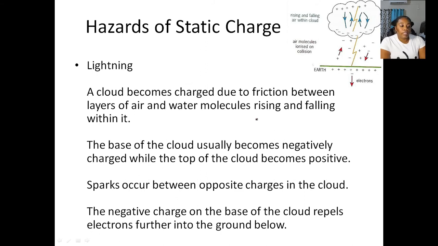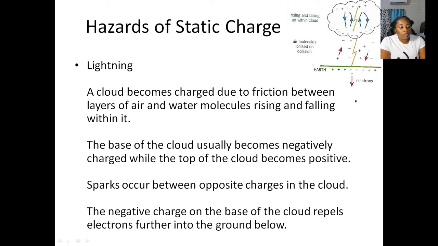Now, lightning. A cloud becomes charged due to friction between layers of air and water molecules rising and falling within it. The base of the cloud usually becomes negatively charged, while the top of the cloud becomes positively charged. And that's simply because the earth is positively charged. So that is why you have this separation, this negativity here. And because of this presence of negativity, we also have separation of charge in the earth. So up here will be positively charged and down here will be negatively charged, right? So it's like a ripple effect.